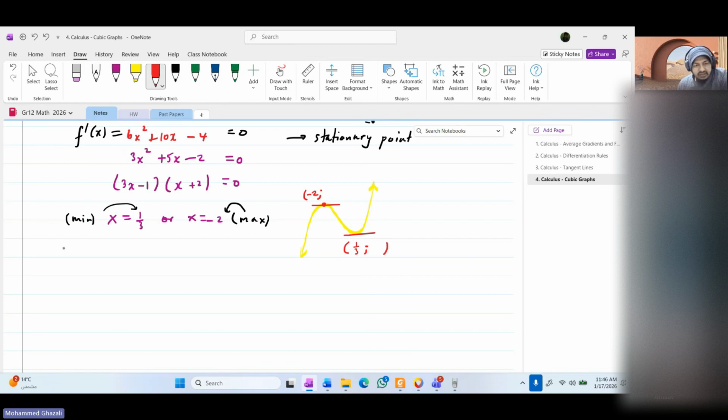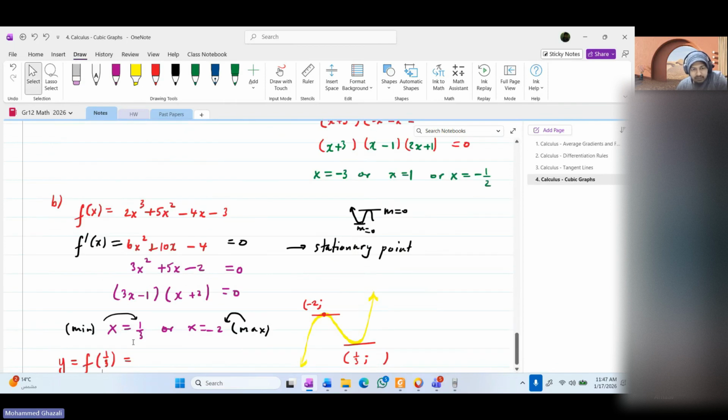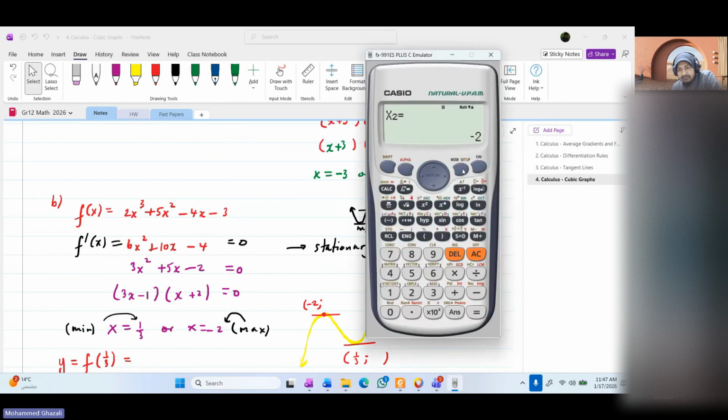You should substitute 1/3 into the original function. So y is equal to f of 1/3. Right, so I need someone to calculate what is f of 1/3. You're substituting 1/3 in the original function because it's a point on the graph. No use substituting 1/3 into the derivative because that will give you 0. Okay. So you have to substitute 1/3 into the original function. So let's do it together.